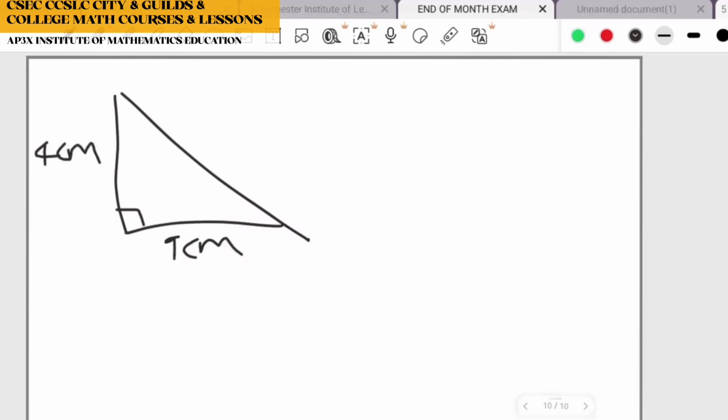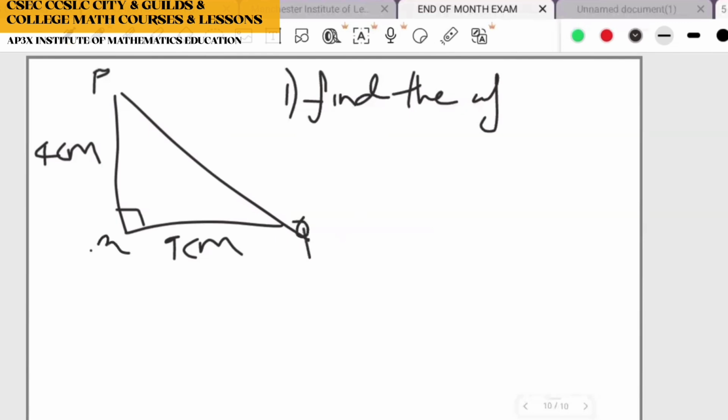But the question says, 1, find the area of, and they have a tendency to name the vertices of the triangle. So they like to say that this point is P, this point is Q, this point is R, and then they'll say find the area of P, Q, R. So in other words, you're trying to say find the area of the triangle.